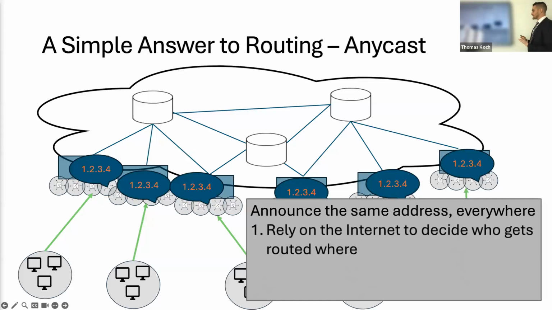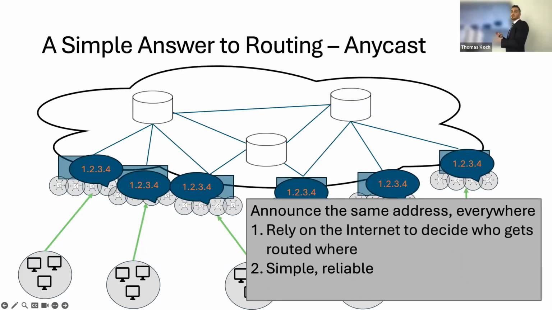So you're relying on the internet to decide who gets routed where. There's no complex decision-making on your end of you should go here, you should go here. And because of that, this can be viewed as a simple scheme. It's simple because you're offloading that decision-making to the internet, and also simple because it's a very simple idea. You're just advertising one address. It's also quite reliable, and it's reliable in the following sense.